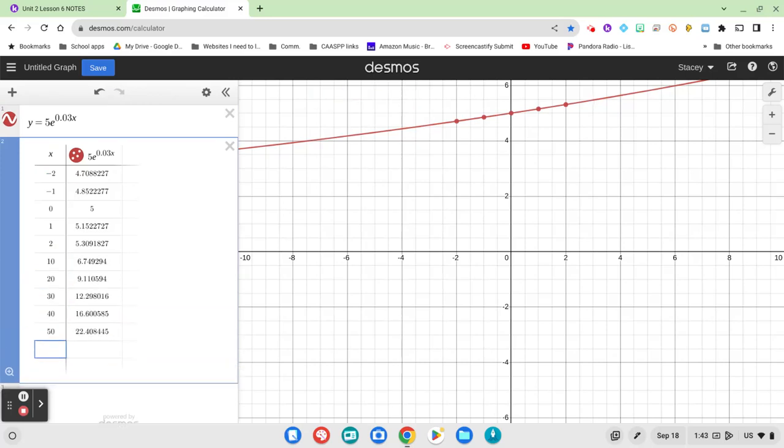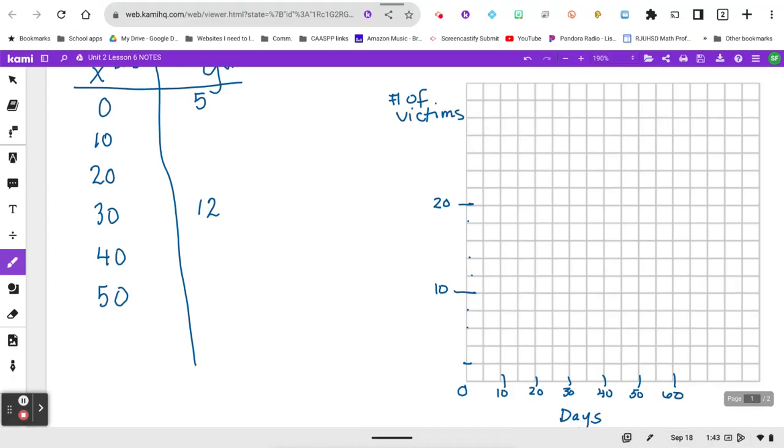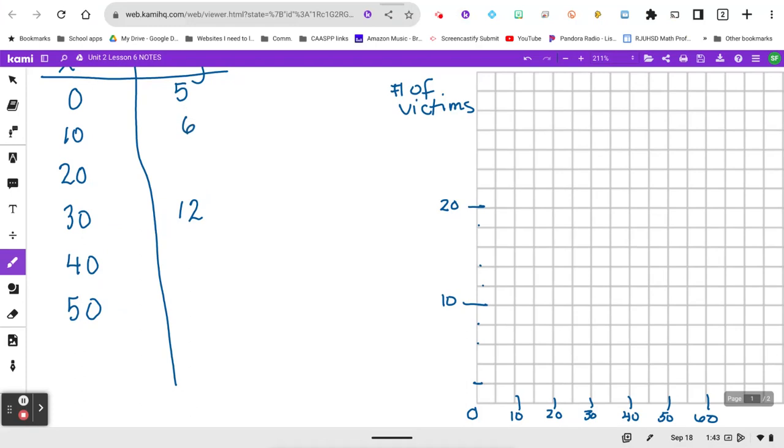50. And as you can see, when we did 30, we got 12.29, but you cannot have a partial victim, so we're just leaving it. So we do have our numbers. So we have 6, 9, 12, 16, 22. And we come back to here, and we're going to plug in our numbers. So 6, 9, 12, 16, and 22.